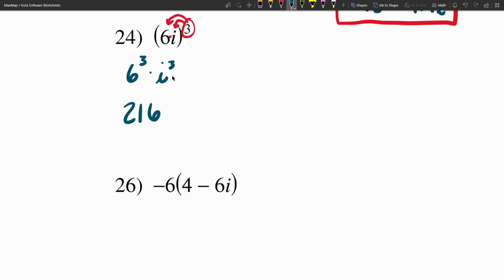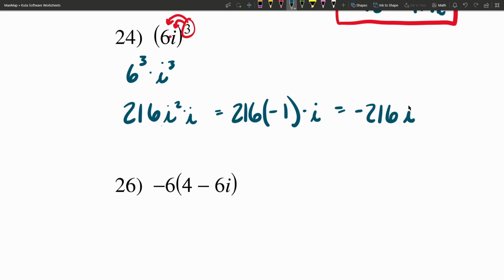And what exactly is i cubed? Well, we don't know what i cubed is, but we know what i squared is. So let's rewrite i cubed as i squared times i. i squared, we know, is -1. So this is going to be equal to 216 times -1 times i, which is -216i. That's our solution for number 24.